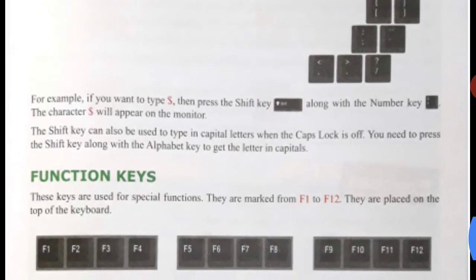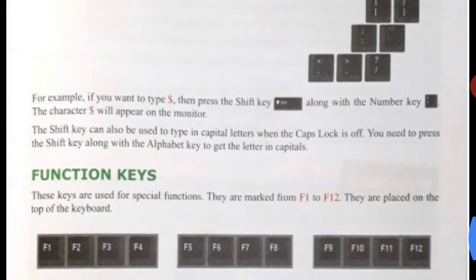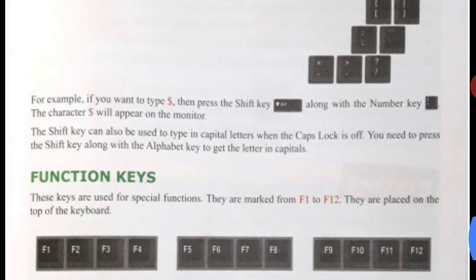Now see, the shift key can also be used to type capital letters. When the caps lock is off, you need to press the shift key along with the alphabet key to get the letter in capital. What do you have to do? You need to press the shift key.